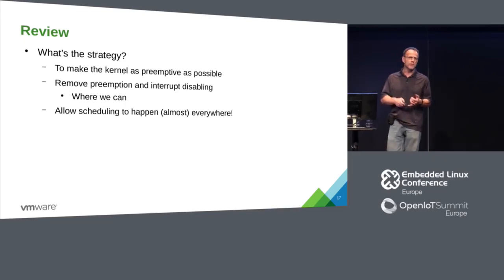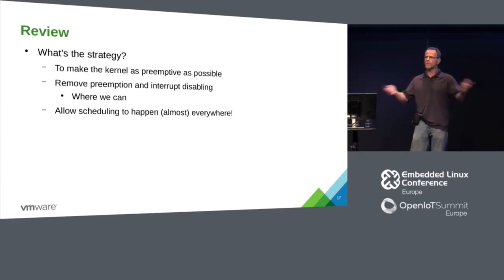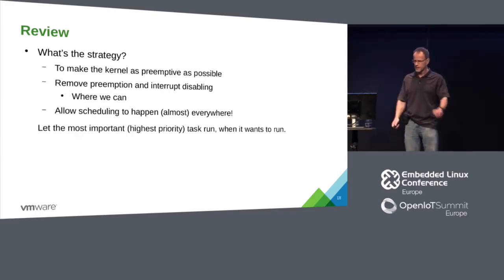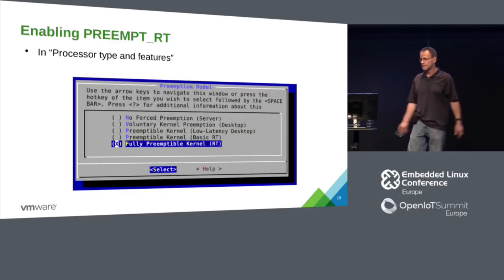So we try to remove preemption and interrupts everywhere that we can, so we can always have scheduling available everywhere. So always let the most important, highest priority tasks run when they want to run. That's what we try to do.